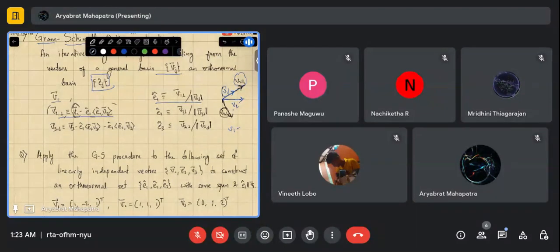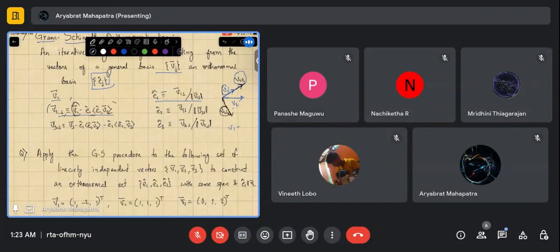In the same way, if I have another vector v3, I would repeat the process. I have the v3 vector. I will take away the component of v3 which is projected on v1, and I will also take away the component of v3 which is projected along v2. So this e2 is related to v2. That is here.